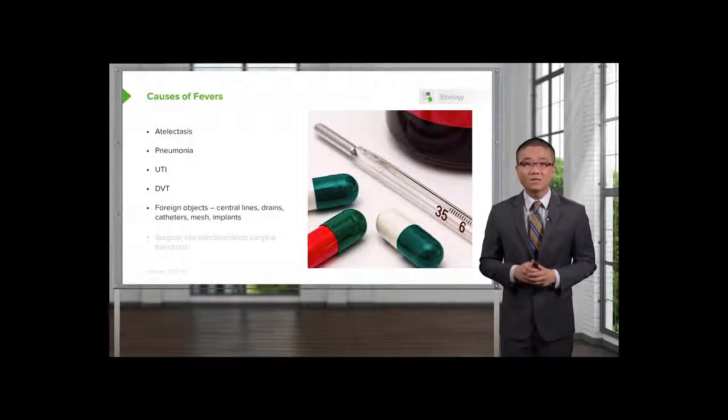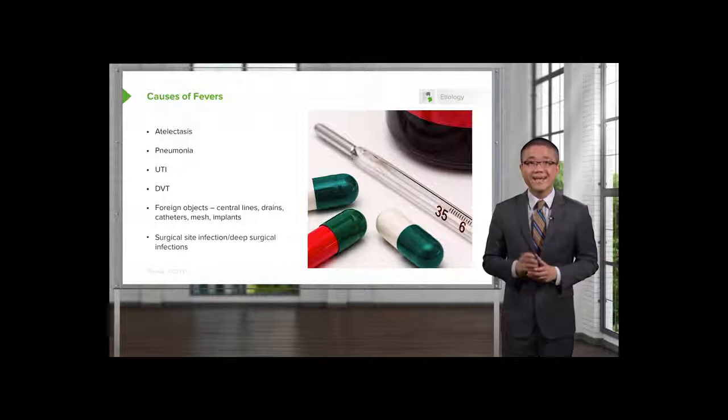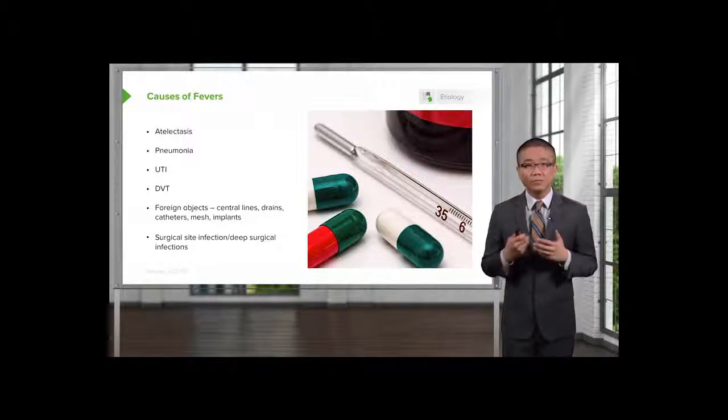So are foreign objects. Do you have a central line in? Is there a urinary catheter infection? Did you implant mesh during an inguinal hernia repair? Did the orthopedic surgeon put any new hardware or implants in joints? And lastly, but not any less important, are surgical site infections, particularly deep surgical site infections such as intra-abdominal abscesses.